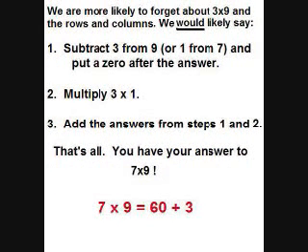Instead, we're more likely to forget all about 3 times 9 in the rows and columns. We would likely say, subtract 3 from 9 and put a 0 after the answer, multiply 3 times 1, add the answers from steps 1 and 2, and that's all. You have your answer to 7 times 9. 7 times 9 equals 60 plus 3.